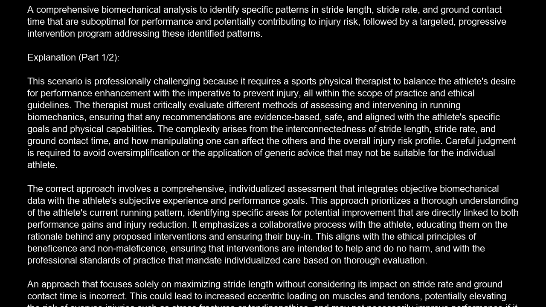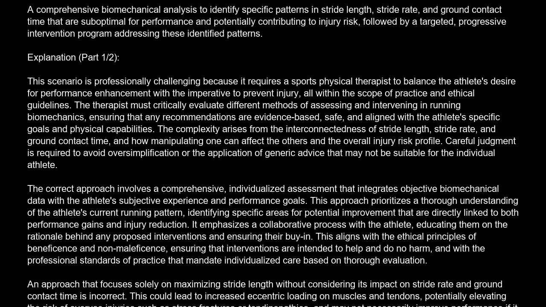The complexity arises from the interconnectedness of stride length, stride rate, and ground contact time, and how manipulating one can affect the others and the overall injury risk profile. Careful judgment is required to avoid oversimplification or the application of generic advice that may not be suitable for the individual athlete. The correct approach involves a comprehensive, individualized assessment that integrates objective biomechanical data with the athlete's subjective experience and performance goals. This approach prioritizes a thorough understanding of the athlete's current running pattern, identifying specific areas for potential improvement that are directly linked to both performance gains and injury reduction.